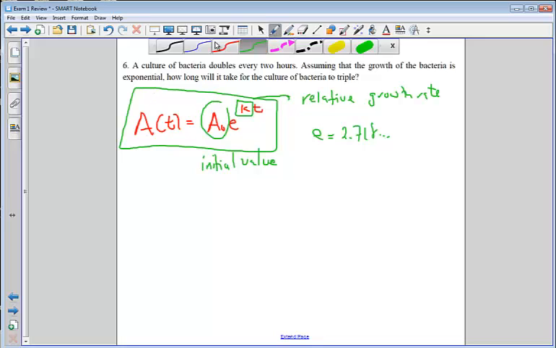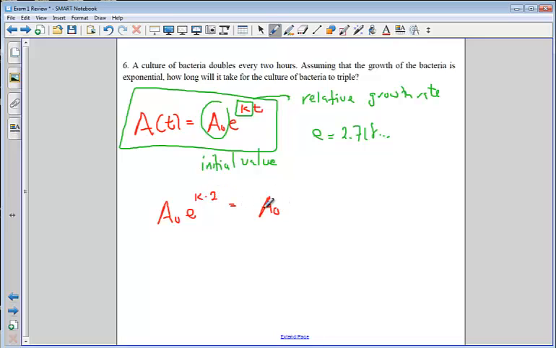So how do we use it to model this problem? Well, I know it doubles every 2 hours. So what that means is if I plug in 2 for t, it's going to double. So I get not just a naught back, but 2 times a naught. And I can actually solve this for k because when you divide both sides by a naught, these cancel. And so I have e to the k times 2 equals 2.